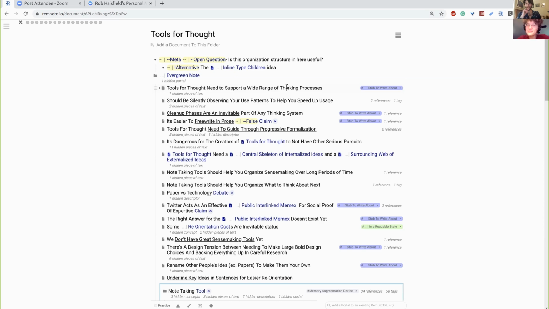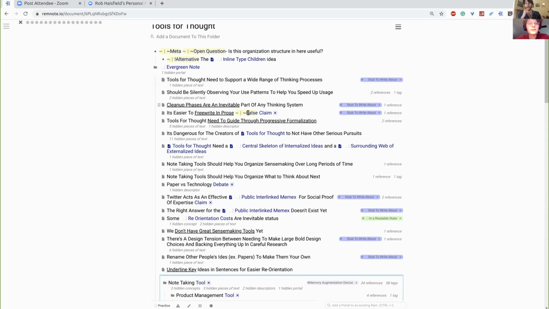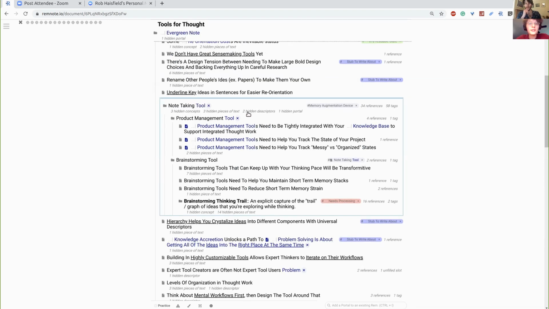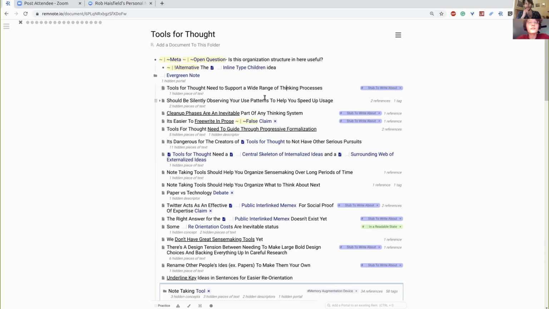Can you show us one of your evergreen notes? I'm curious what those pages look like. And also, I'm curious if there's any spaced repetition involved with the evergreen notes themselves.